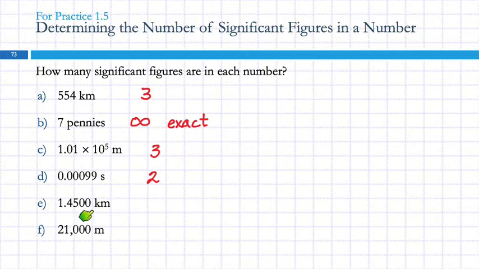How about 1.4500 kilometers? 5. Yep, that's going to be 5. We have trailing zeros, and there's an actual decimal point, so they all count. Here we've got another number with trailing zeros, 21,000 meters. Is there a decimal point? There's a comma, but there's no decimal point. So it's ambiguous. We're not sure. Well, if we're doing calculations and we need to have a number of sig figs, we can't use ambiguous in our sig fig rules. We're going to assume the worst. So we'd say 2. 2 sig figs there. Any questions?